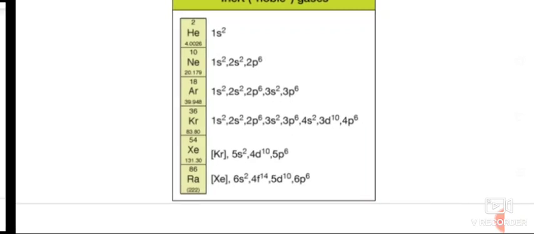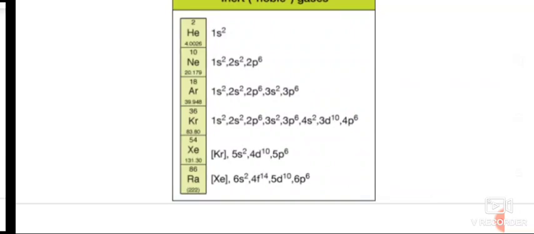When you see that neon has 10 electrons, all three orbitals will be filled. What are the three orbitals present in neon? 1s, 2s, 2p. In 1s there are 2 electrons, in 2s 2 electrons, and 2p is completed by 6 electrons. So all the orbitals are completely filled, so we say that it is a noble gas.